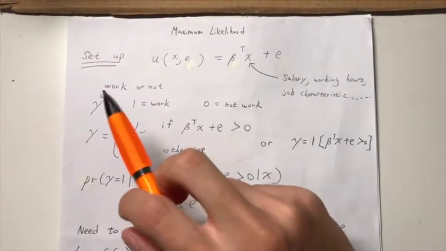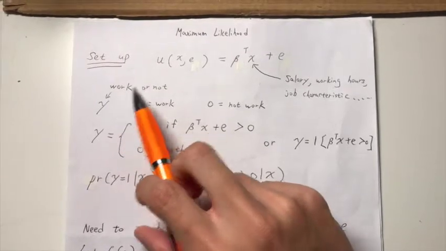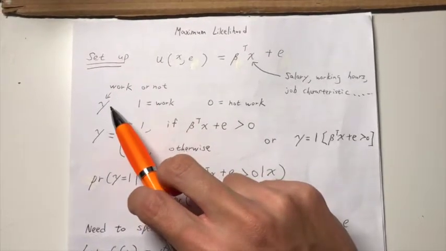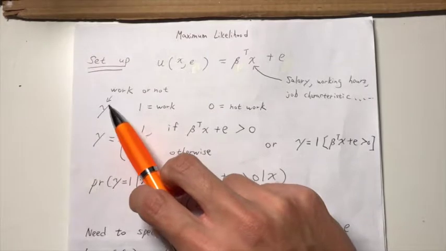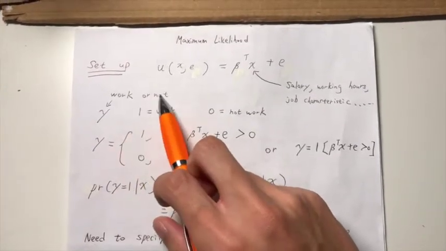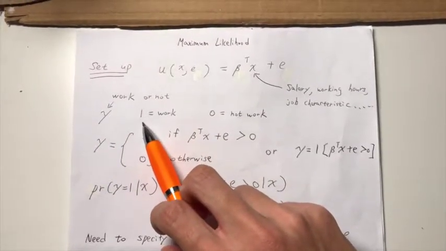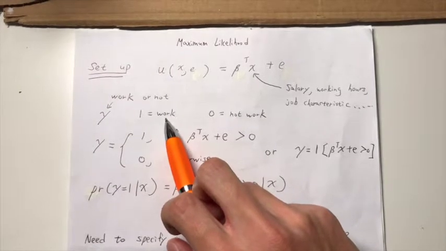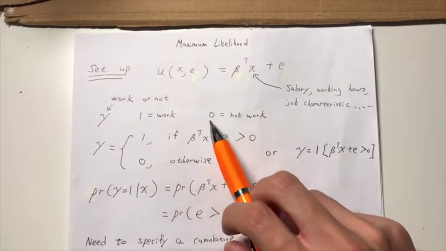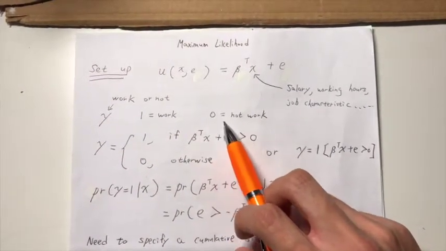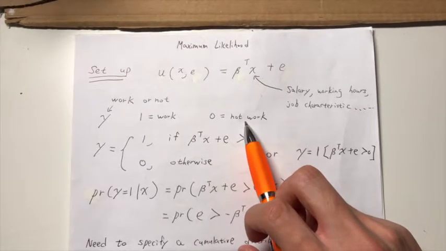The scenario that I'm providing here is working or not. Let's say we have a dependent variable y. It can mean work or not. If it takes the value of 1, it means the laborer chooses to work. If it takes the value of 0, then the laborer takes the choice of not working.